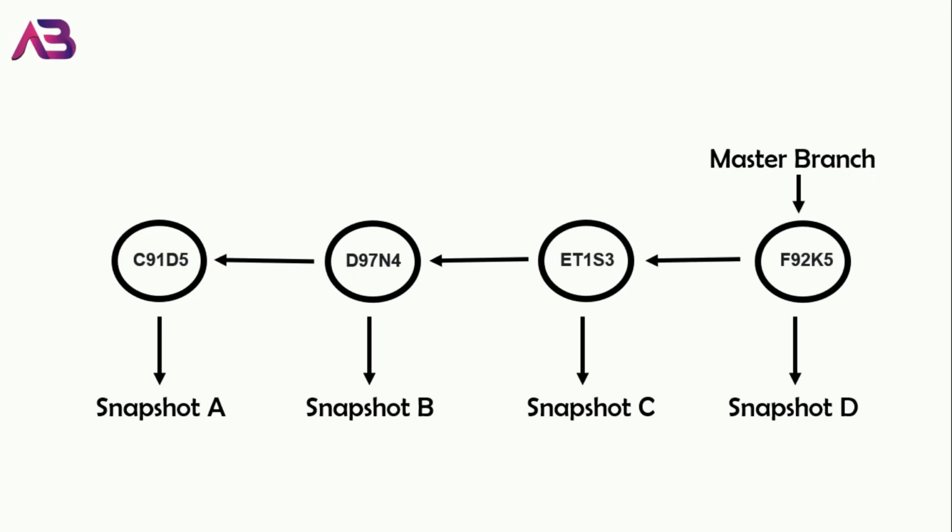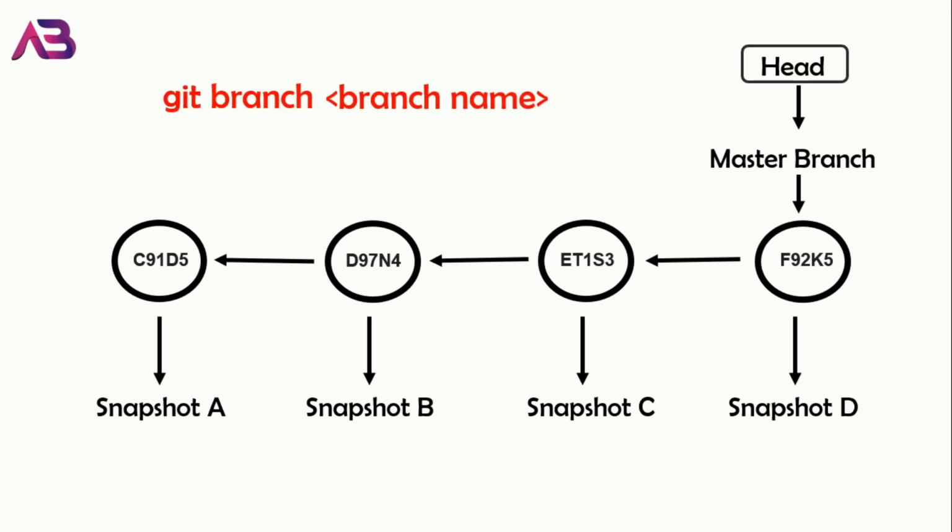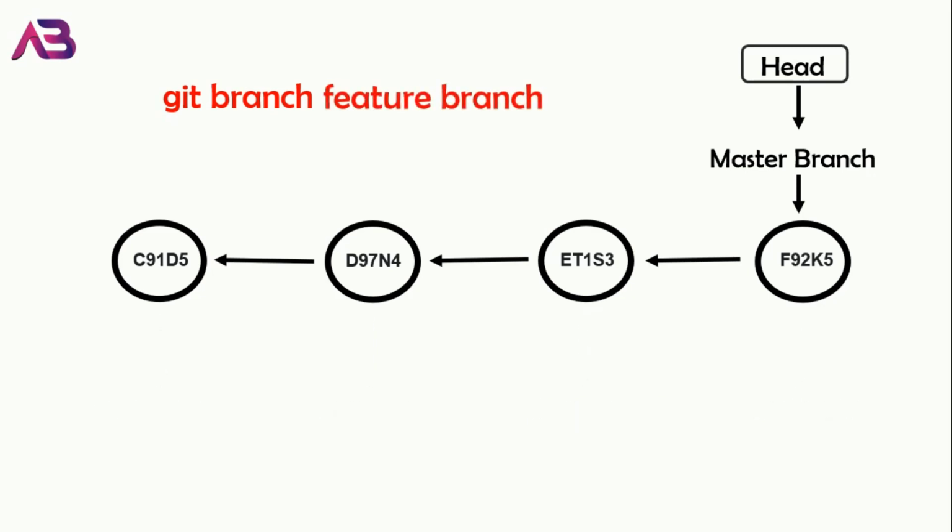Alright, so there will be a head pointer also, which will always be pointing at your current branch. Due to this head pointer, Git gets to know exactly which branch you are on. So now we are currently working on the master branch, so it would be pointing at the master branch. When you create a new branch with the help of the git branch command, like here our new branch name is feature branch, it will create a new pointer to the same commit.